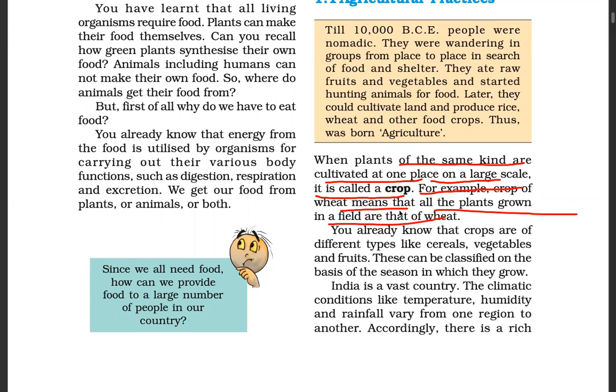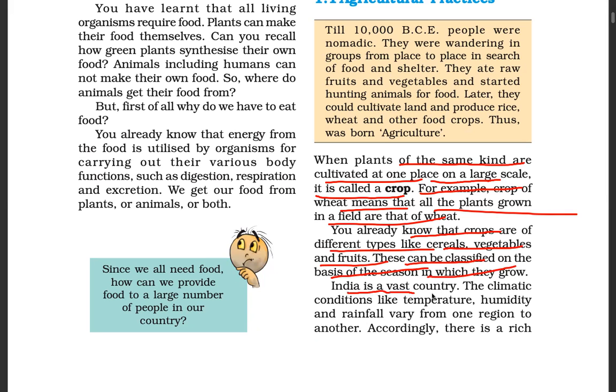If all the crops, all the plants are of wheat, then it is called a crop. Otherwise it will only be called a plant. Okay, so you already know that crops are of different kinds, right? Like cereals, vegetables, and fruits. These can be classified on the basis of the season in which they grow.